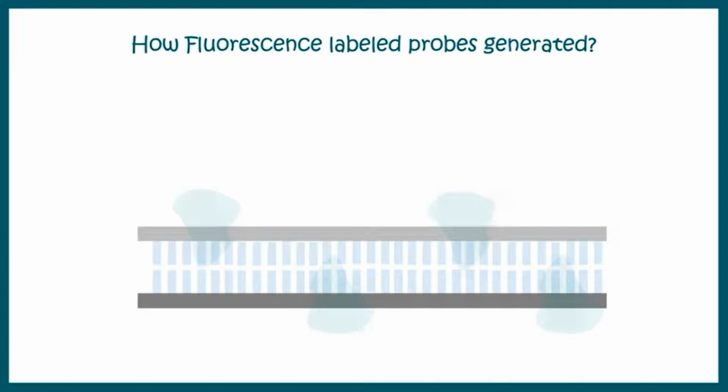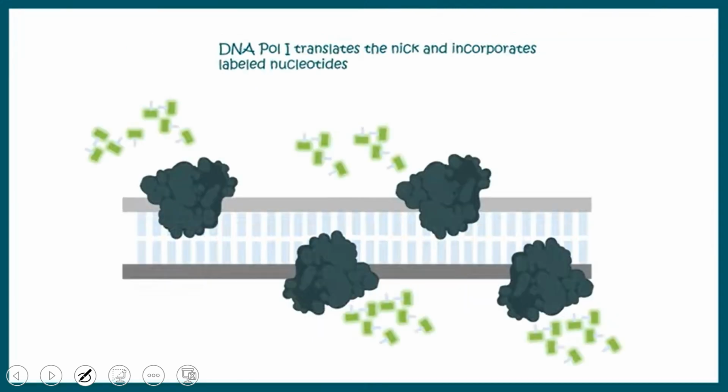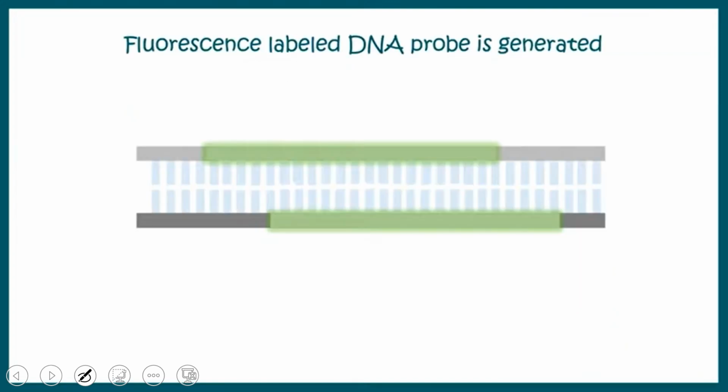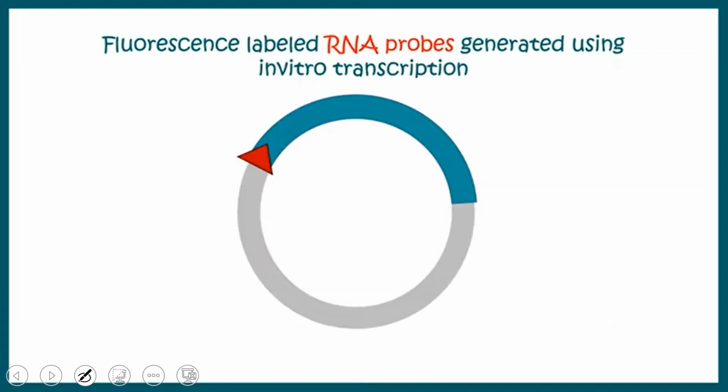Now, when we want to do this FISH technology, we are going to take a DNA. DNA will be done by nick translation, so it will be nicked so that ultimately you will have a DNA fragment. Then with the help of DNA polymerase 1, translate the nick and incorporate labeled nucleotides. So ultimately a fluorescent labeled DNA probe is going to be generated.